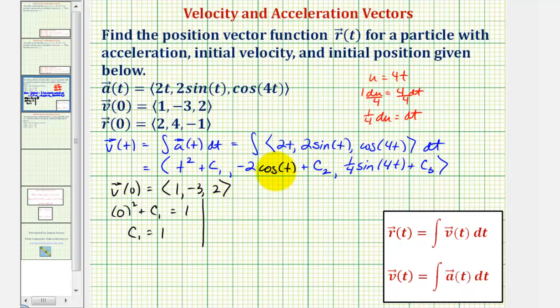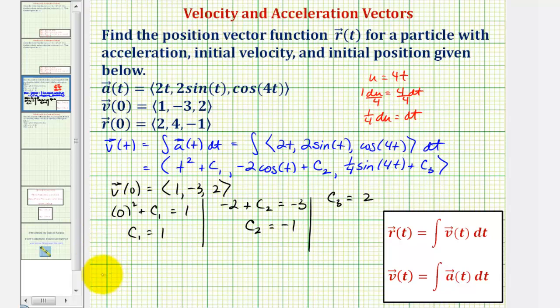Looking at the y component, if we substitute 0 for t, cosine 0 is equal to 1. So we'd have negative 2 times 1, or negative 2, plus c sub 2 equals negative 3. Adding 2 to both sides, we know that c sub 2 equals negative 1. And then finally, for the z component, when t equals 0, notice how we'd have sine 0, which is 0. So we'd have c sub 3 equals 2.